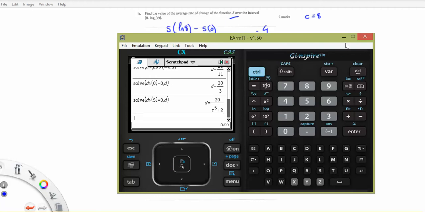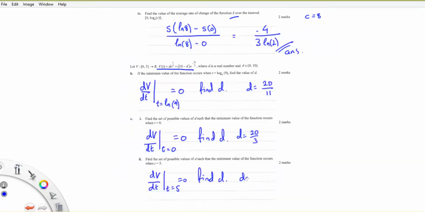We get 20 on e to the 5 plus 2. Now, there's something wrong here. The thing that's wrong is whenever you get a max-min question, you must check your endpoints. And they've given you a hint here. You must check these. They've given you a hint here because they're saying the set of all possible values.